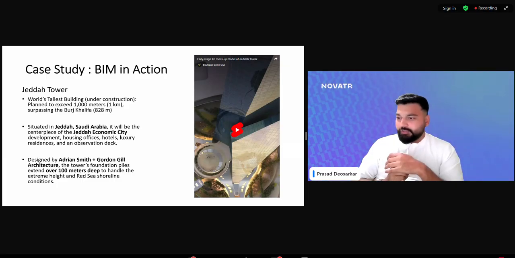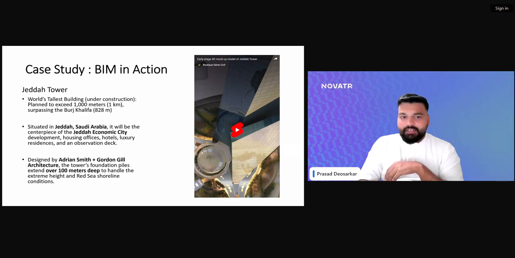Which is going to be around 150 meters more than Burj Khalifa, right? And it is situated in Jeddah. It is going to be the centerpiece of the economic city that's being developed. It's going to have offices, hotels, luxury residences, and an observation deck. It is designed by Adrian Smith and Gordon Gill Architecture. The foundation for such a building goes 100 meters deep, right? So you can imagine the kind of project that is currently being done.